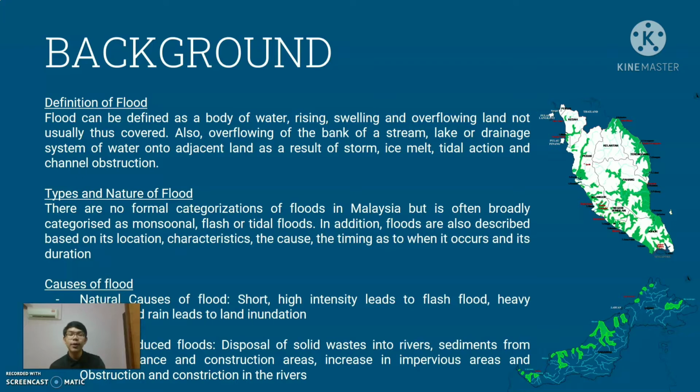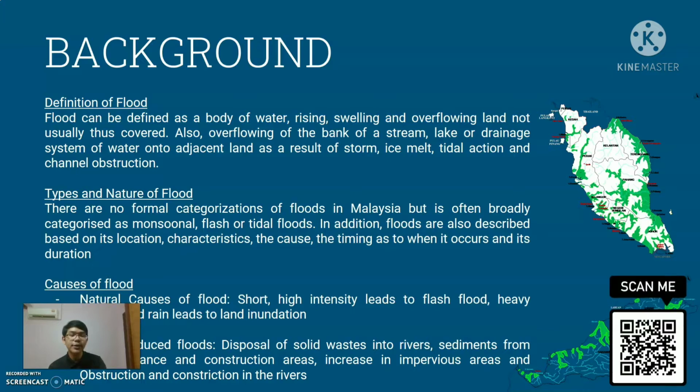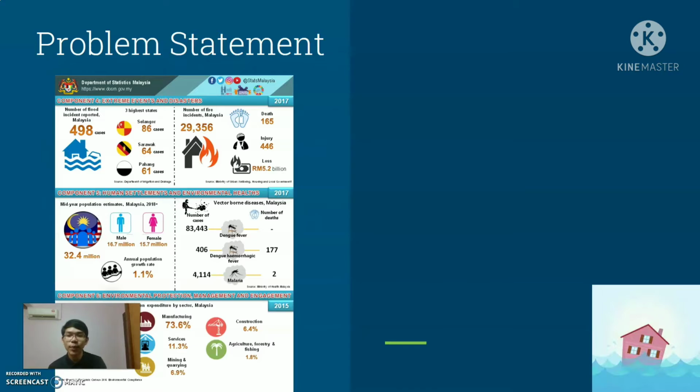So this is the background about flood, which is the theme of our project. All this data is obtained from the Department of Irrigation and Drainage of Malaysia. We have the definition, the types and the causes of flood, and on the right hand side we have the map of Malaysia with areas prone to flood. For anybody interested in the information, you can scan the QR code at the bottom right corner of the screen to visit the website of the department for more information. Next we will move on with the problem statement.